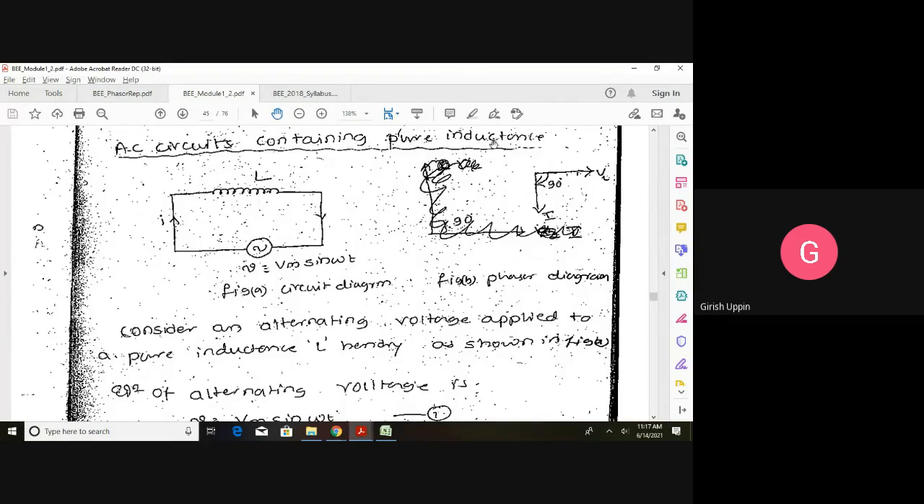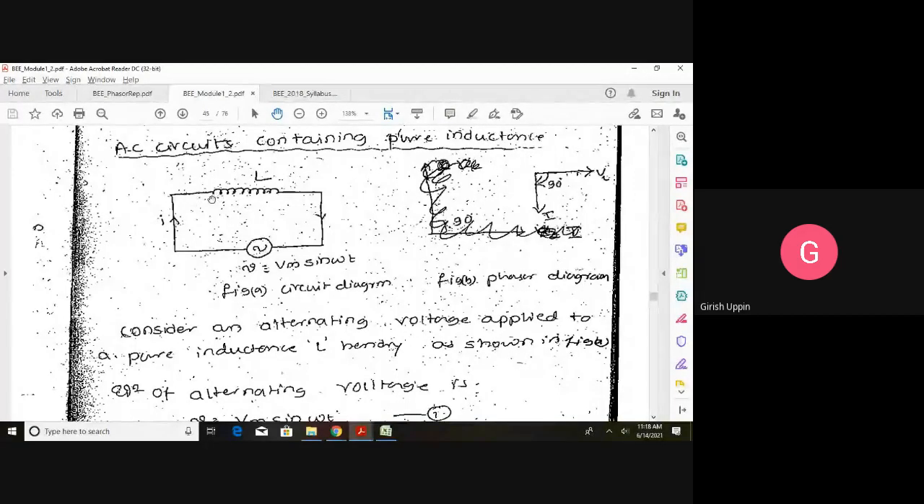And when we say pure inductance, it means this coil is made up of a certain material which has an inductance of L. It will also have some amount of resistance because it's a conducting material. For the analysis purpose, we are assuming it is pure inductance. There is no resistance in that particular coil. It will behave exactly as an inductor. So that is the meaning of pure inductance.